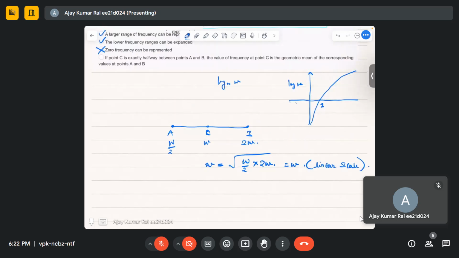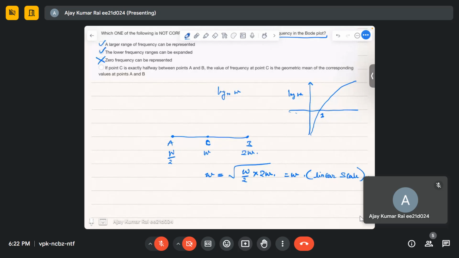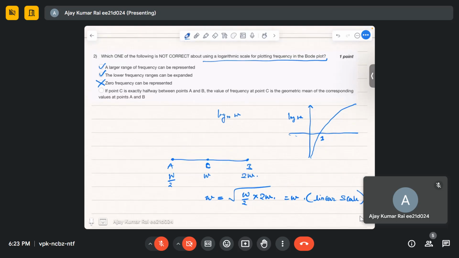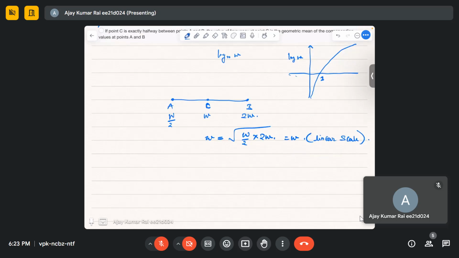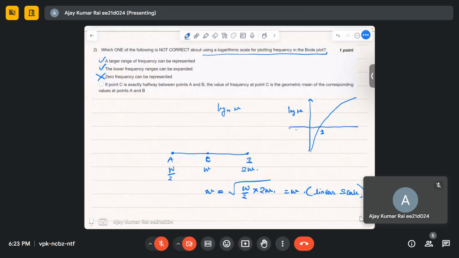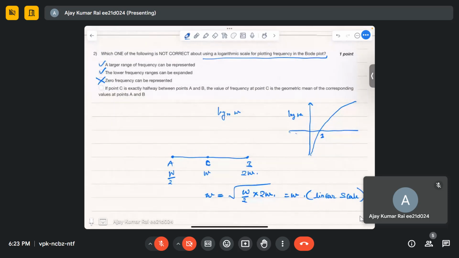So if you take the logarithmic scale, what you'll get... I don't get the point here. Point C is exactly halfway between point A and B. The value of frequency at point C is... okay, I think... I'm not getting this last point. So this is valid for the linear scale. We will see for the log scale also.